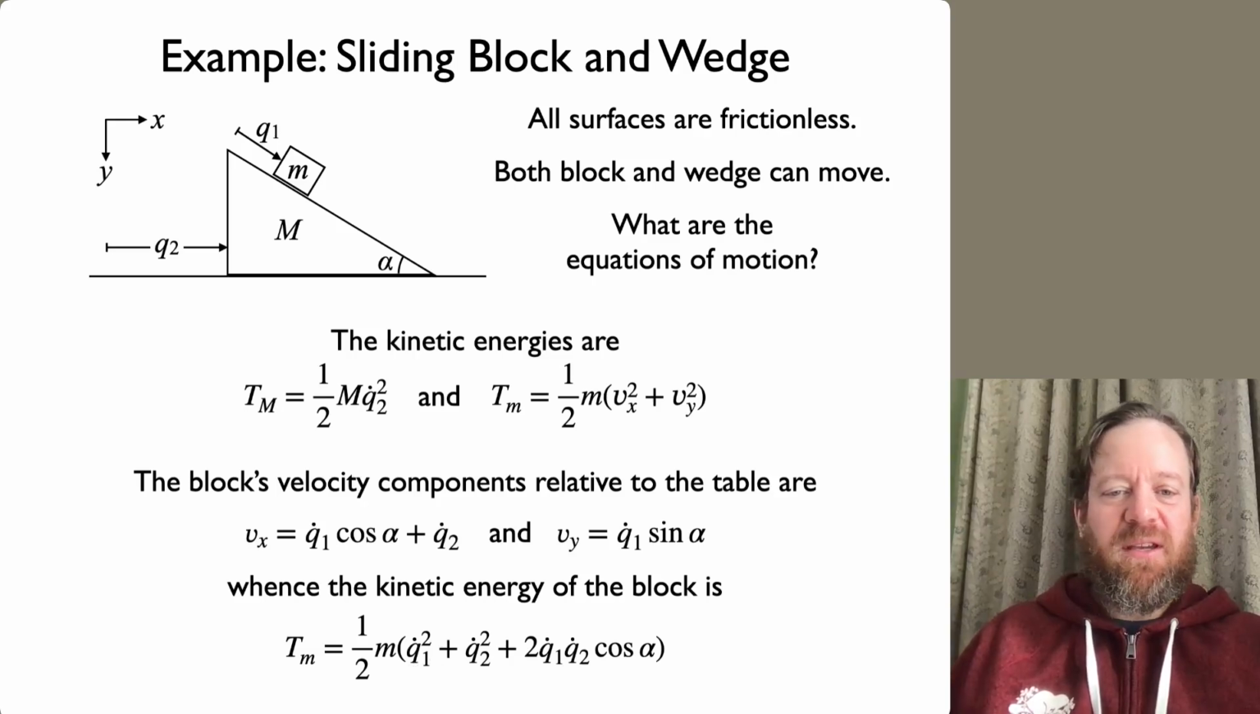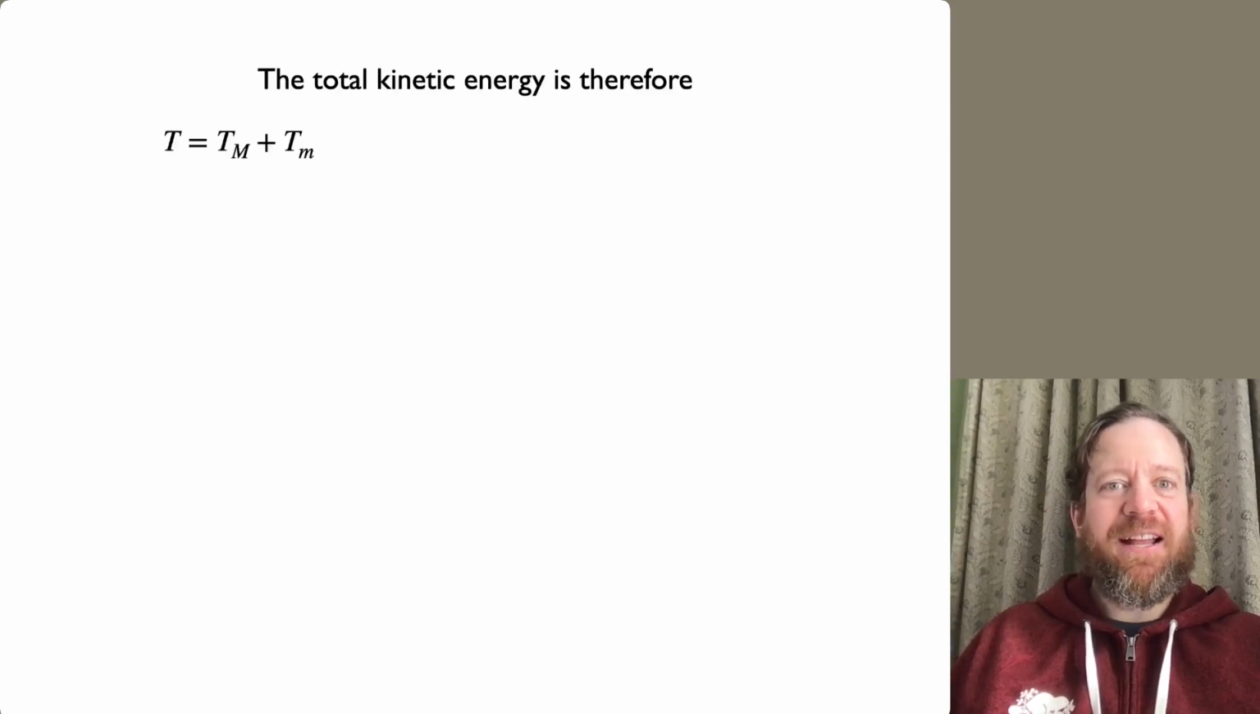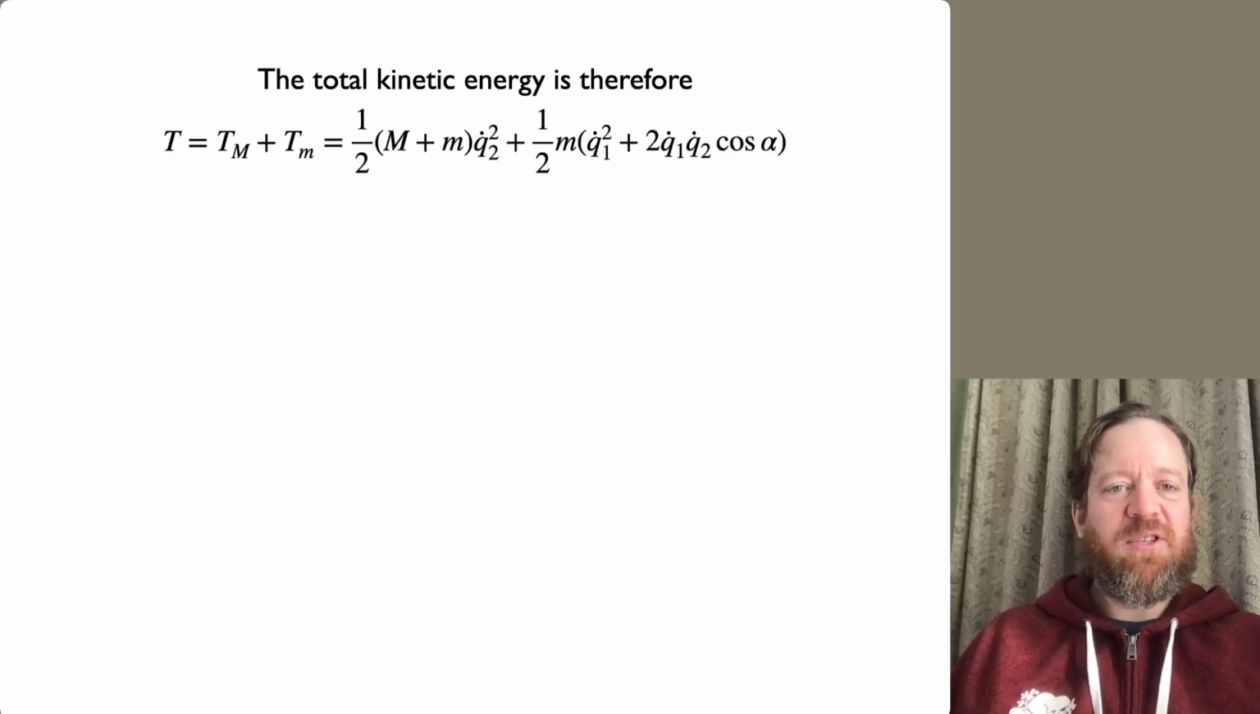At any rate, we can now write down the total kinetic energy. The total kinetic energy T is just equal to T big M plus T little m. Those, of course, are the kinetic energies of the wedge and the block, respectively. We substitute in, and we find the kinetic energy is 1/2 big M plus little m times q2 dot squared plus 1/2 little m times q1 dot squared plus 2 q1 dot q2 dot times the cosine of our wedge angle alpha. And that's it for the kinetic energy.